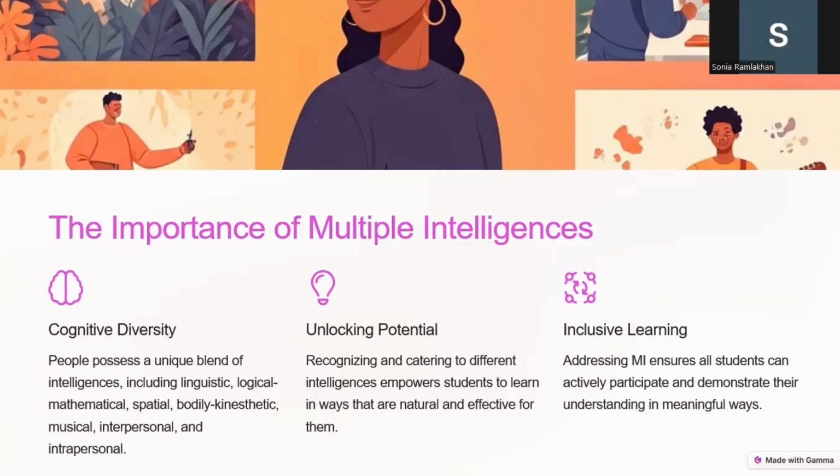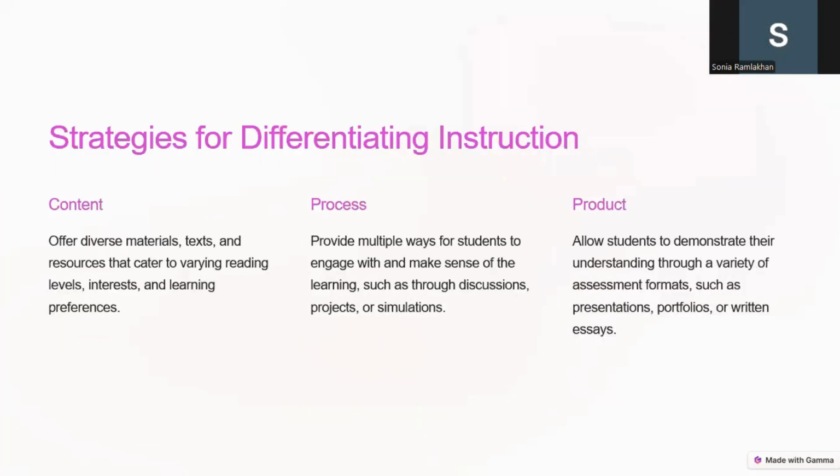Now we're going to move on to the strategies for differentiated instruction. We have content. Teachers can differentiate content by offering a variety of materials, texts, and resources tailored to students' reading level, interest, and learning style. This approach ensures that each student has access to the appropriate level of complexity.